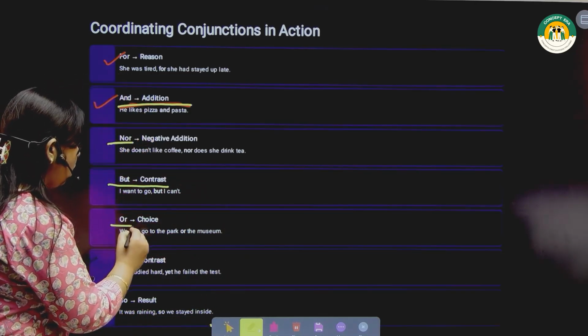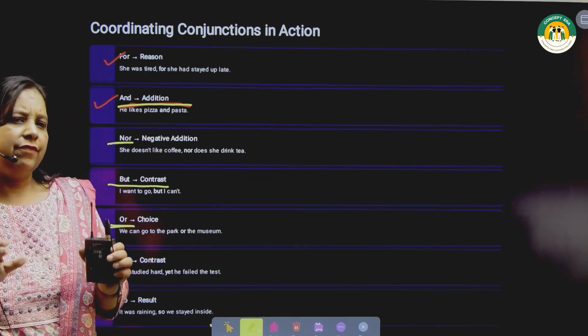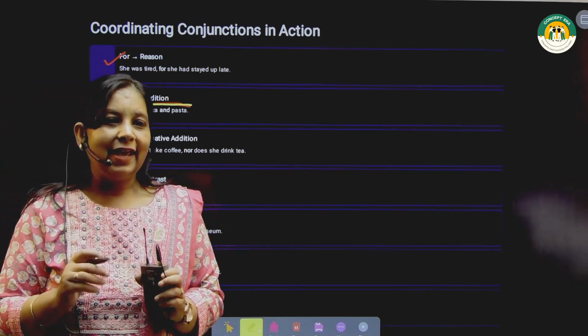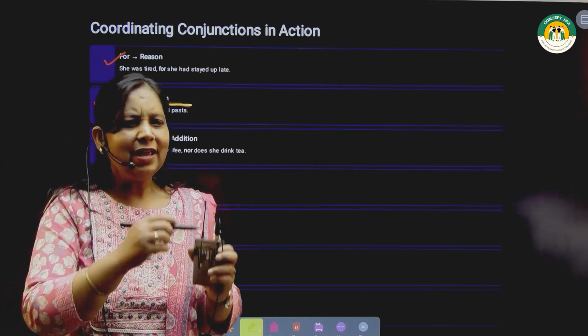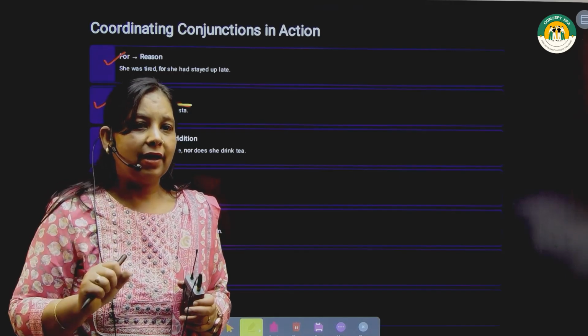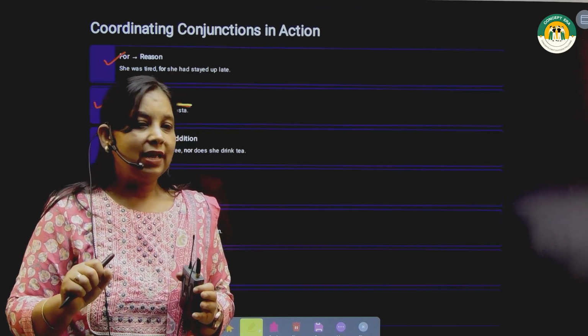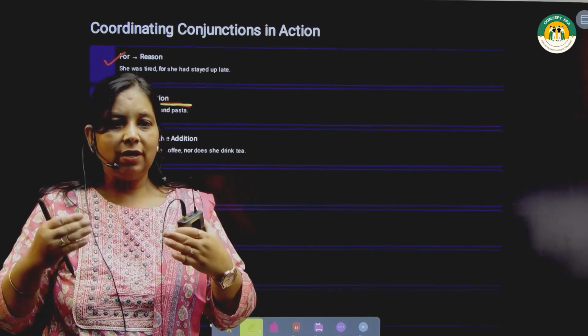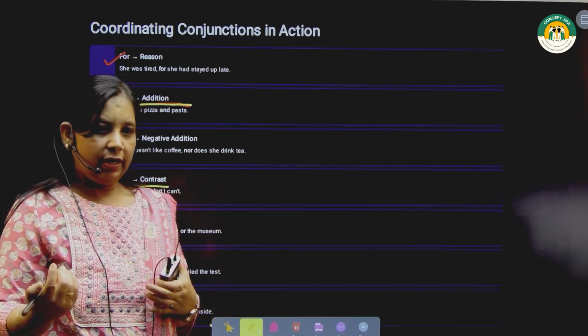Next one, or. Or we mostly use for choice. Like in your question paper, you find that it gives you this conjunction or. It means you can choose either the first one or the other part of that question. Okay.